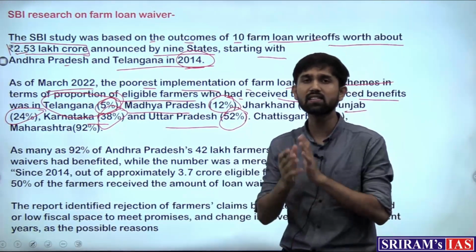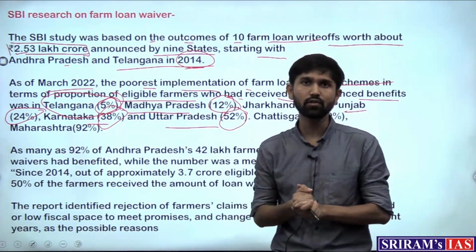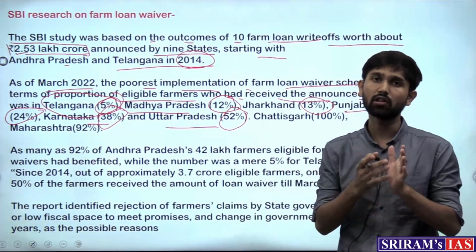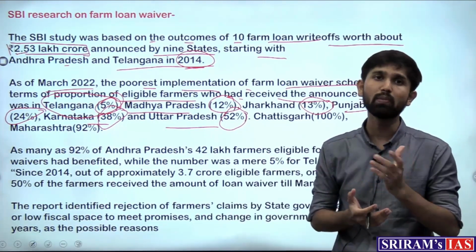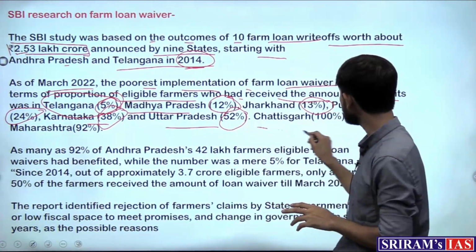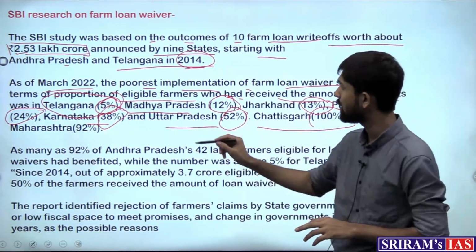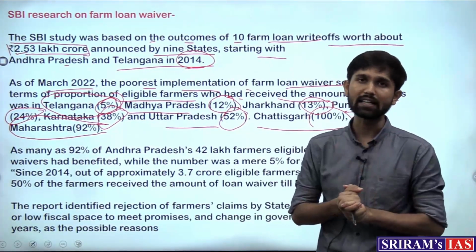These are those states which are showing dismal performance in receiving the benefits of the farm loan waivers, wherein for many of these states less than 30% of farmers are able to benefit from these farm loan waivers. And those states which have done well, so Chhattisgarh has shown 100% utilization of the farm loan waiver, and Maharashtra has also come out as a good performer at 92%.